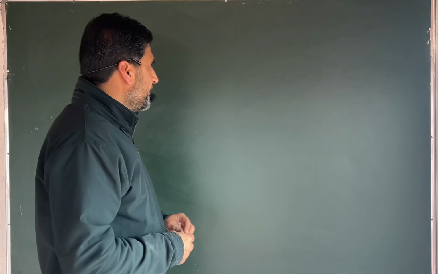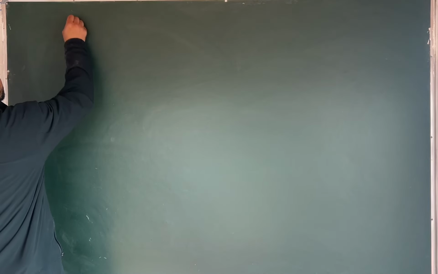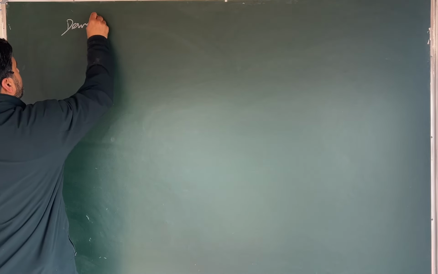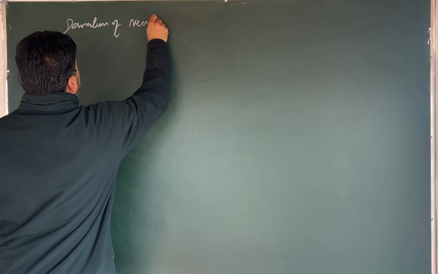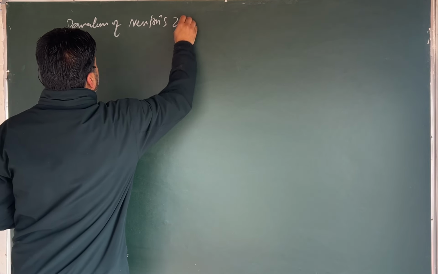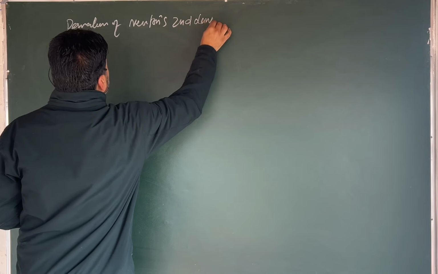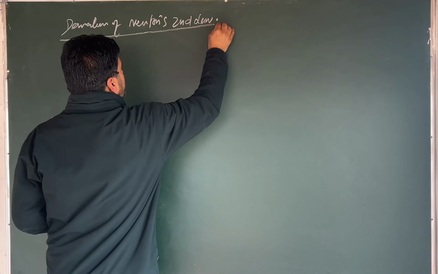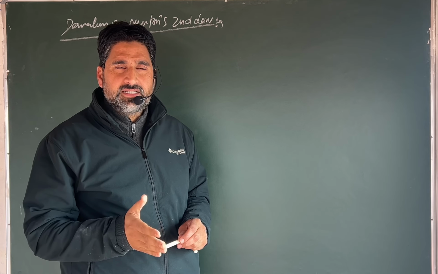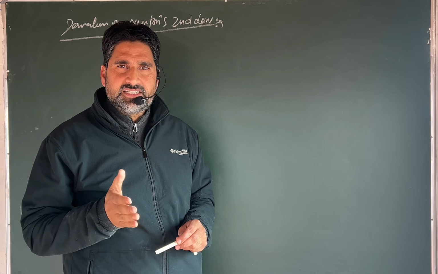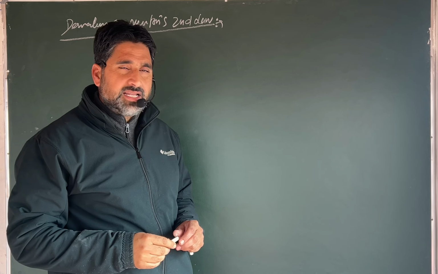वेलकम यू ऑल। आज हम न्यूटन सेकंड लॉ को डिराइव करने वाले हैं। डिराइवेशन ऑफ न्यूटन सेकंड लॉ। मोस्ट इंपॉर्टेंट क्वेश्चन फॉर द बोर्ड एग्जाम। एक तो व्हाट इज न्यूटन सेकंड लॉ और दूसरा व्हाई दिस न्यूटन सेकंड लॉ इज ट्रीटेड एज द रियल लॉ। इसको हम रियल लॉ क्यों कहते हैं?